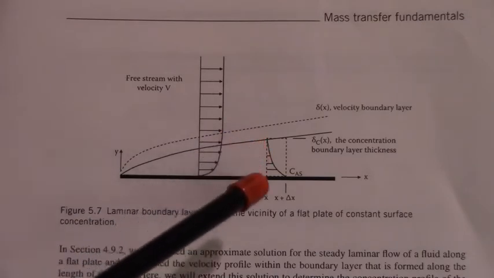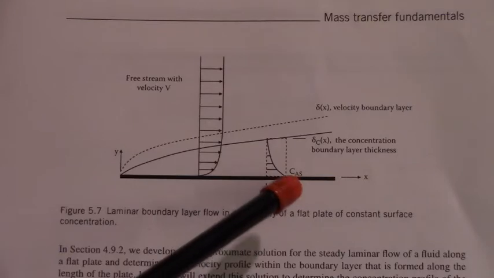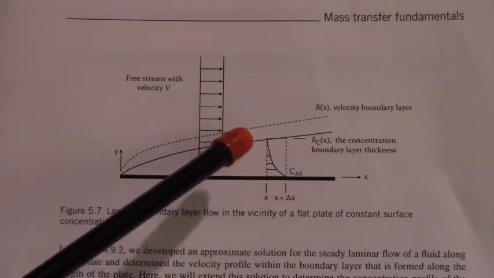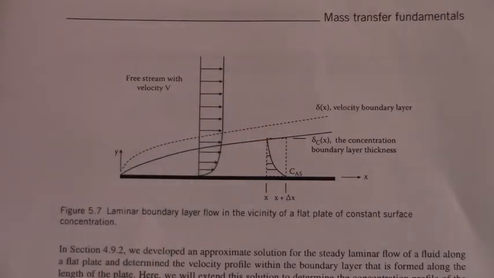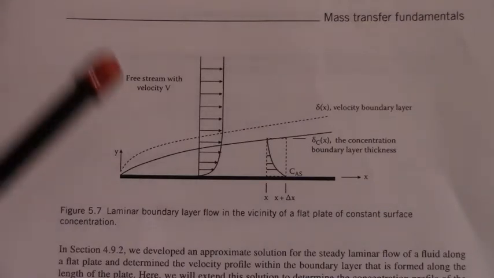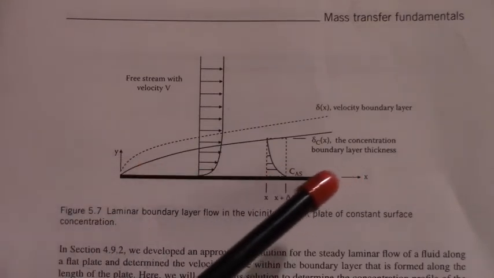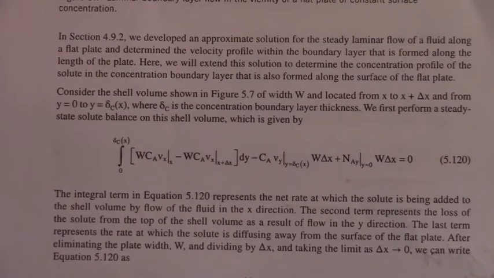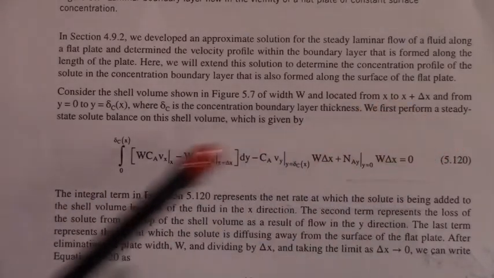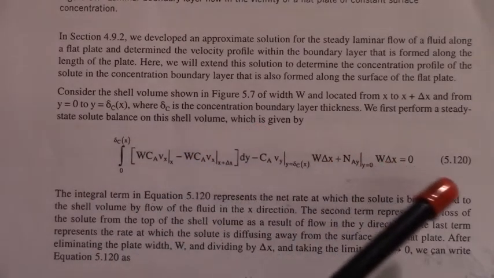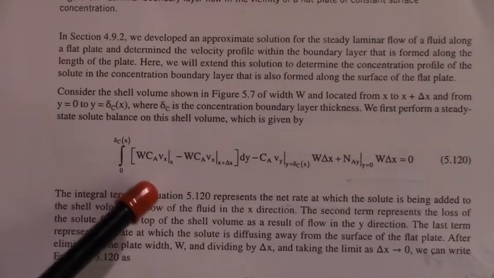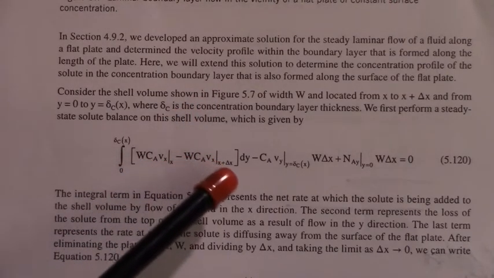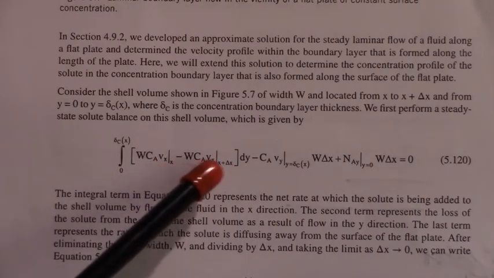Now we'll focus on a shell volume of length extending from x to x plus delta x. We'll look at it within the concentration boundary layer, so its height is delta c of x, and the whole thing extends into the paper with width W. So W would be normal to the paper. This sets up a two-dimensional problem where the coordinate system is just x and y, as I have drawn there. Now we'll first perform a steady state solute balance on this shell volume, which is given by equation 5.120. What we're looking at is the rate at which mass enters that control volume, which is given by this term right here, minus the rate at which it flows out of that control volume due to convection in the x direction.